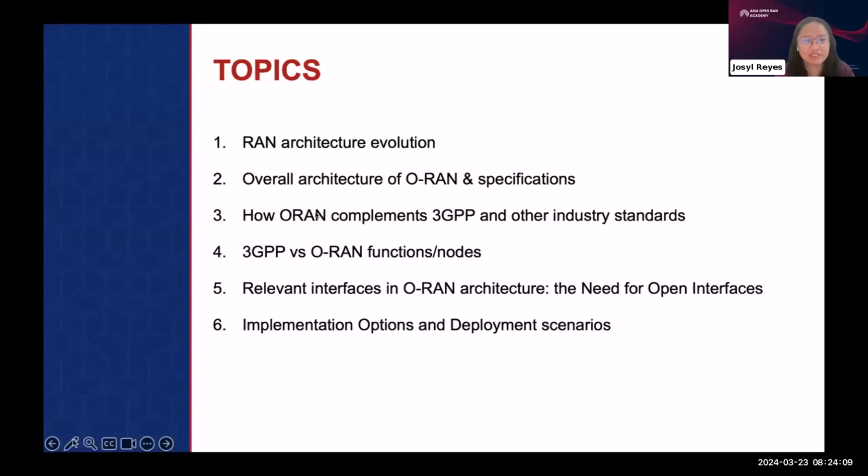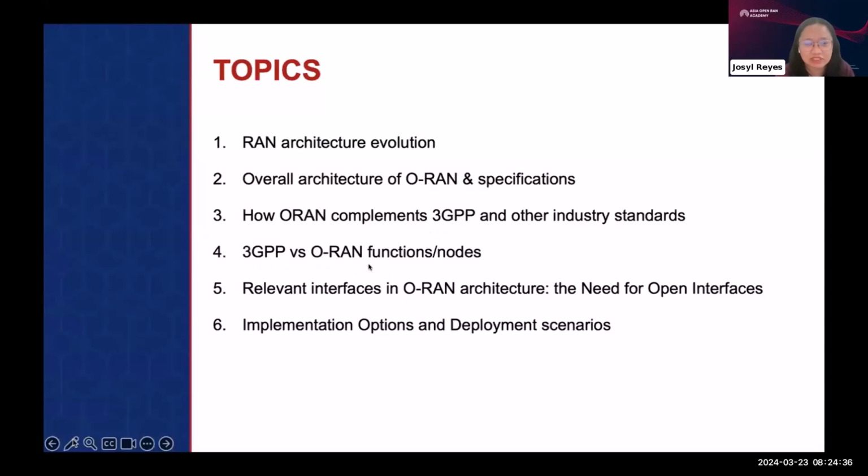And then how does ORAN complement other standards? For example, 3GPP or the Third Generation Partnership Project, which is the organization in charge of the maintenance of the technologies relating to 3G and onwards. Actually, even the 2G, they only started with the third generation. That's why they're called 3GPP.